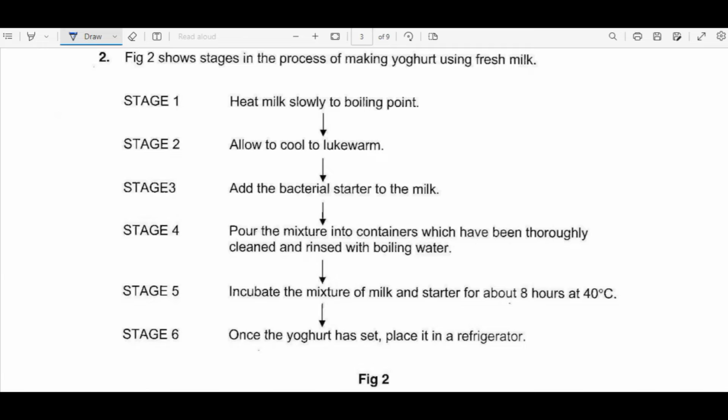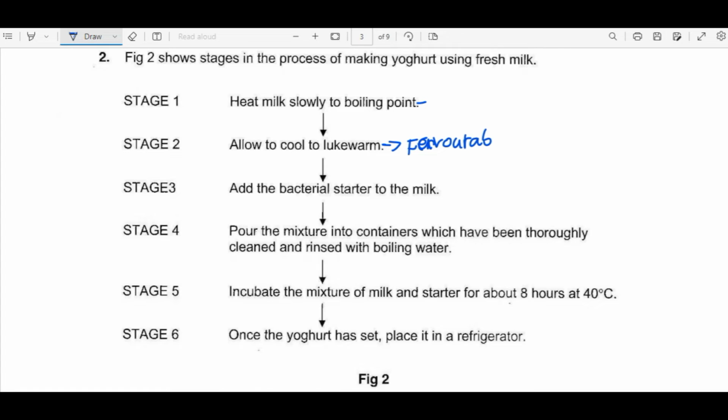So stage 1, we are told to heat milk slowly to boiling point. The second one, after this milk is heated, we are supposed to allow it to cool to lukewarm. Lukewarm is a favorable temperature. So this temperature is neither high nor low. Then stage 3 is where the bacterial starter is added. And we need to look at what is the importance of the bacterial starter.